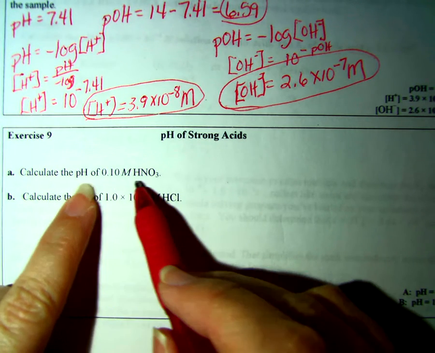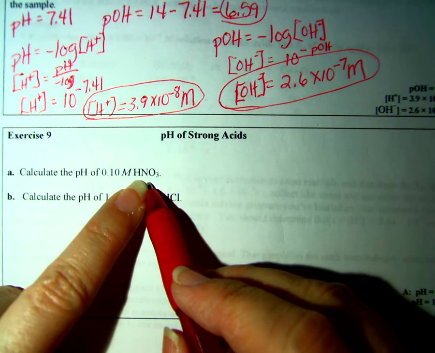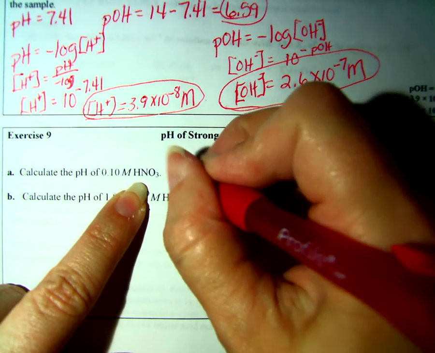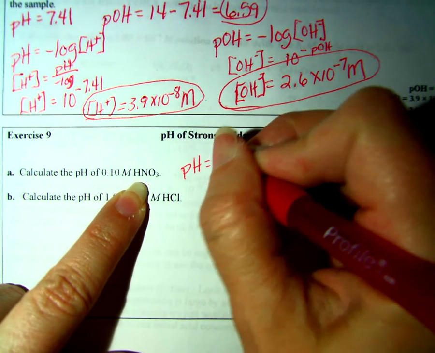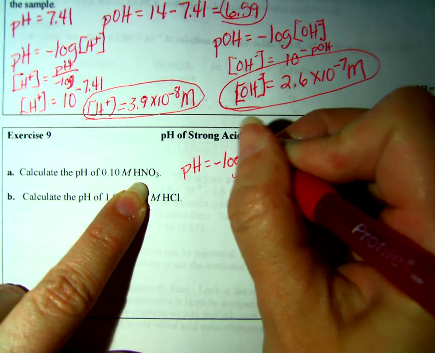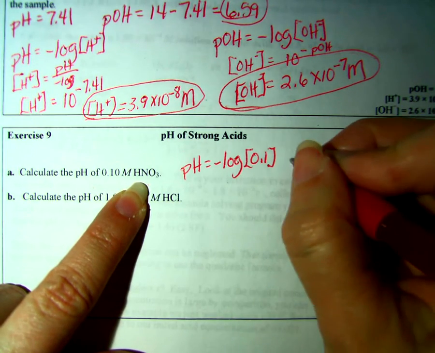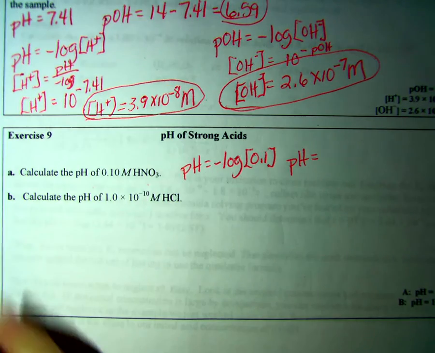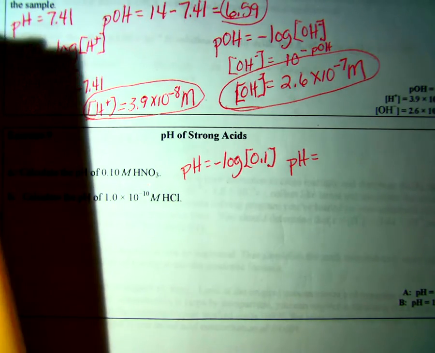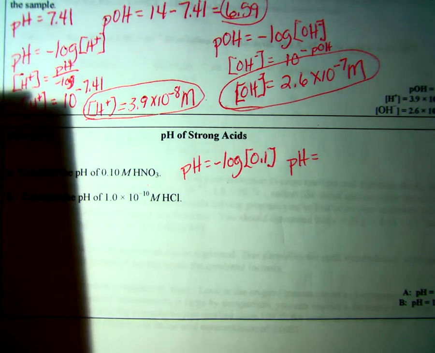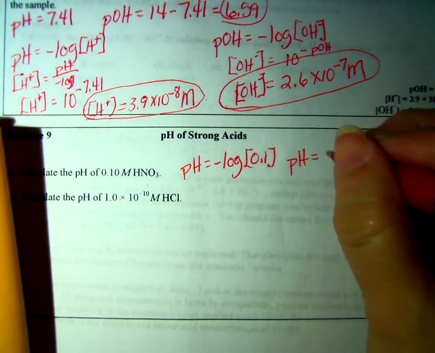So it's asking you for the pOH of HNO3. Well, that's one of your strong acids, right? So we can go straight to pH equals negative log of that concentration, which is 0.1. So when you work that out, pH is equal to negative log of 0.1, and you get 1.